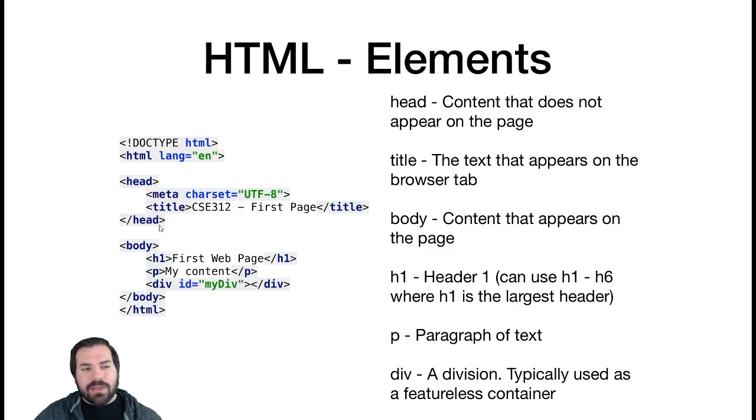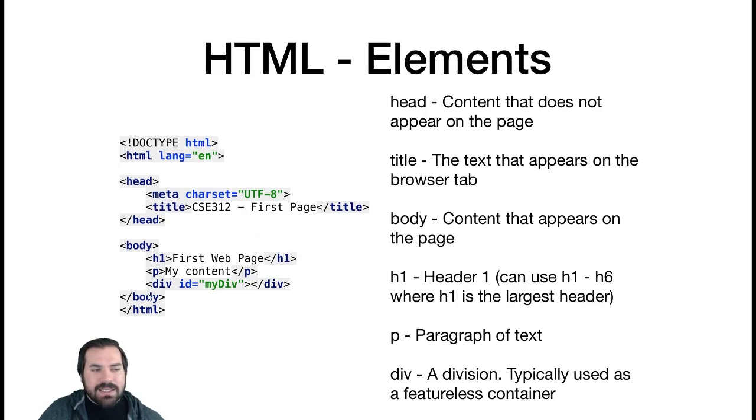The head is all content that does not display on the browser. This is meta information about the page itself. Here I have the character set saying this is a UTF-8 encoded page, which I believe is implied if you leave this off. And the title, this is what displays in the tab. So when you have that tab open in the browser, this is what displays in that tab, which technically isn't part of the page itself. It's meta information, a way the browser can organize the pages that you have open.